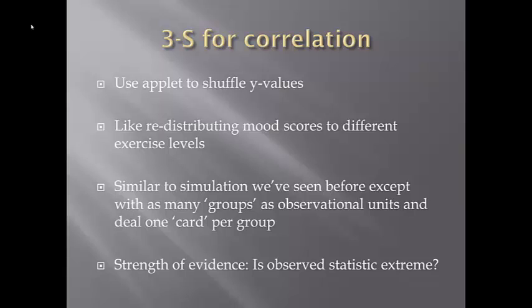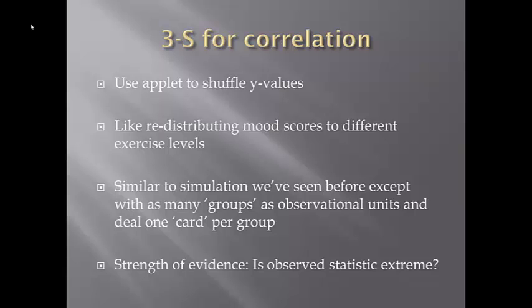But the way you can think of this is very similar to what we've seen before when we had multiple groups being compared. Specifically, when we had, say, 3 groups that we were comparing, we shuffled slips of paper representing the response variable and redistributed those values to the groups. The only difference here is that our explanatory variable has more than just 3 groups.